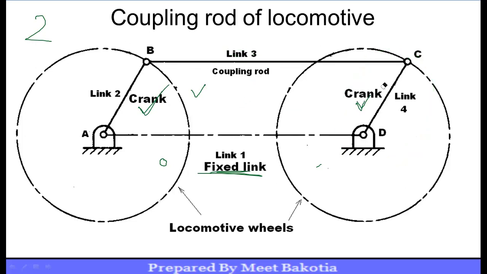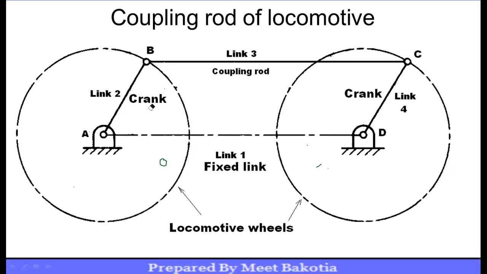The mechanism has 4 links and 4 turning pairs. You can see link 1 and 2, that is the fixed link and crank, make one turning pair. Crank and coupling rod make another turning pair. Coupling rod and crank make the third turning pair. And the second crank and the fixed link make the fourth turning pair. So all 4 pairs are lower pairs and they are all turning pairs.